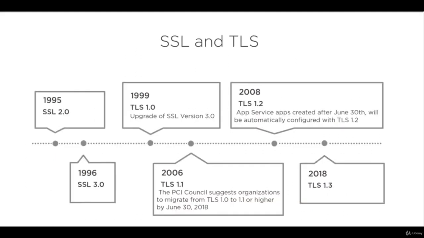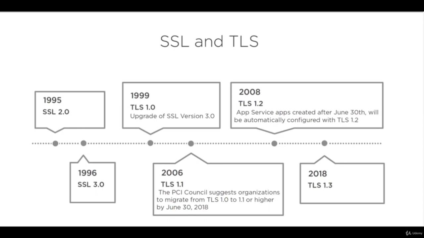Before moving on to Azure, let's briefly talk about SSL and TLS versions. SSL version 1 was internally released before 1995, but was never released publicly because of serious security issues. SSL version 2 was publicly released in 1995. It was a good start, but it had a few security issues which led to SSL version 3.0 in 1996. TLS version 1.0 was an upgrade from SSL version 3.0, and it was released in 1999.